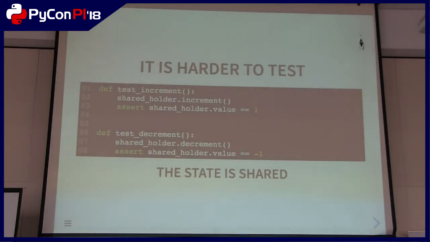Having global variables makes it harder to set up a clean test environment because the global state is shared across the test runs. Here, the second test will fail because it used the same shared holder object that was modified in the previous test. Actually, which test will fail depends on the execution order, which is also a bad thing.